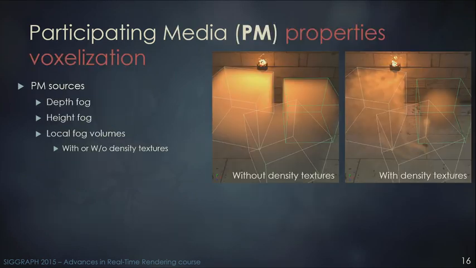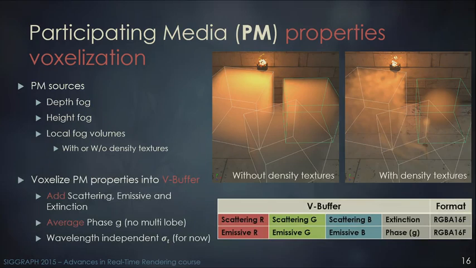So once we have that, we can voxelize all our participating media sources. So we have the depth fog and height fog we can voxelize, and also local fog volumes. As you can see, these are just cubes with uniform participating media in them. And you can make a variation according to a density texture to give them a sphere shape or noise shape. And all of them are voxelized into what we call the V buffer, which is analogous to the G buffer, but in volumes with all the participating media properties.